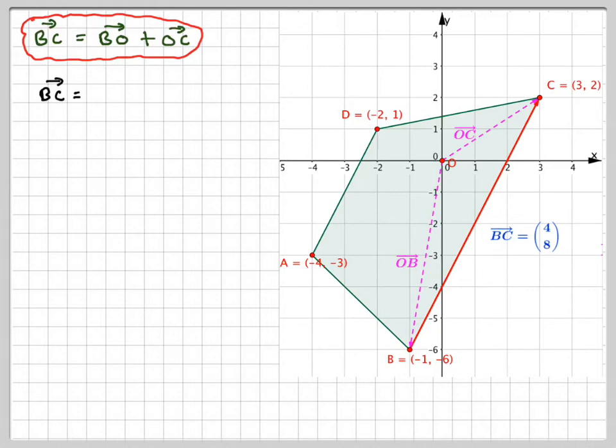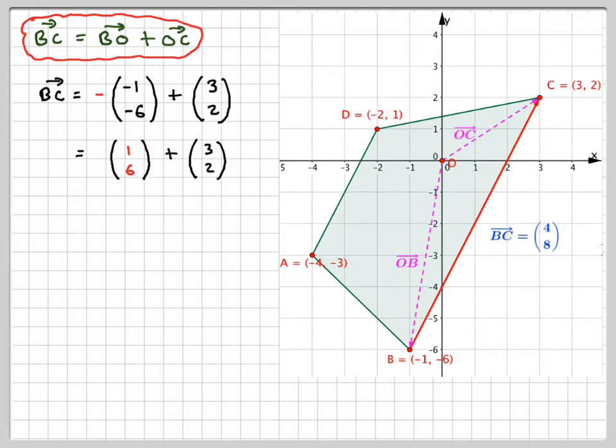So there's going to be minus the coordinates (-1, -6) written as a column vector, with a minus in front because we're going against the arrow. And this one we're going with the arrow, so we can just write down plus (3, 2). Minus (-1, -6) gives (1, 6), plus (3, 2). Add together the corresponding components, and we're going to get (4, 8). That's the answer for BC.